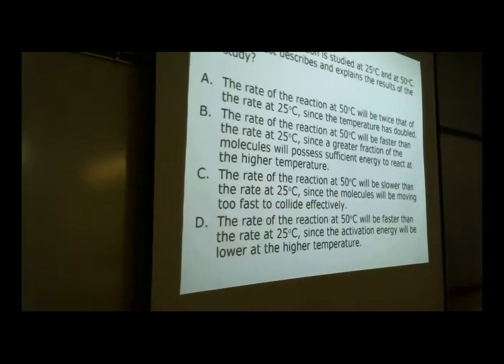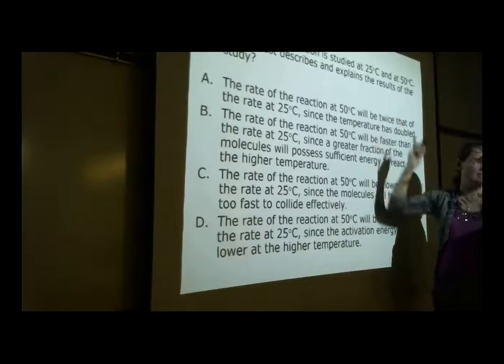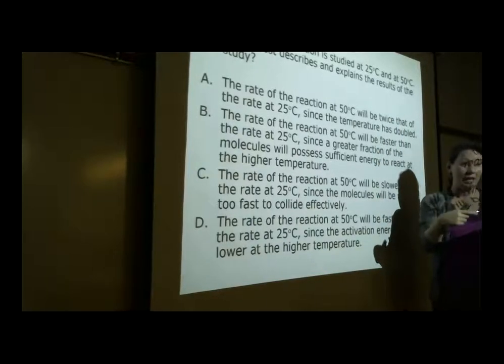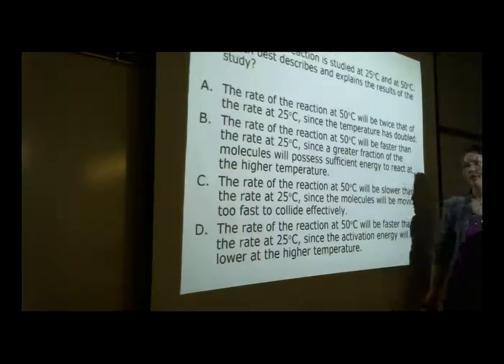If I put this on a test, I can tell you with about 98% confidence what students will pick, and it's not the right answer. What do you think 99% of my students pick? A, they do, they pick A. Why? They say, okay, we doubled the temperature, therefore we're going to double the rate. But does doubling the temperature guarantee that the rate is also going to double? No. B is the correct answer, right?